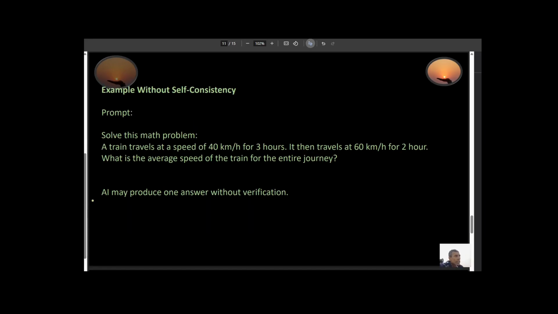So let's take a look at this example. This is a prompt. Solve this math problem. A train travels at a speed of 40 kilometers per hour for 3 hours. It then travels 60 kilometers for 2 hours. What is the average speed of the train for the entire journey? That's your question. This is the prompt you're giving to the AI. In this instance, your AI may produce one answer without doing any verification.